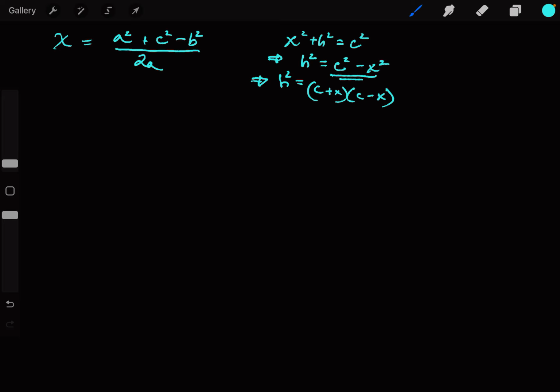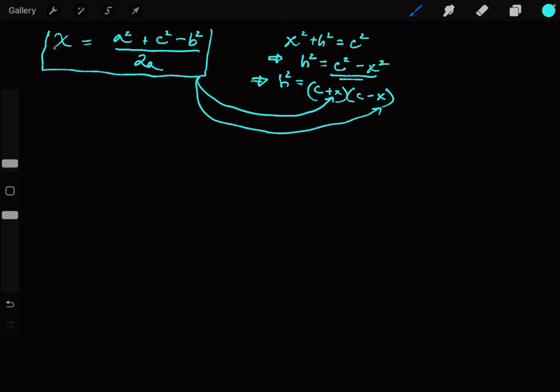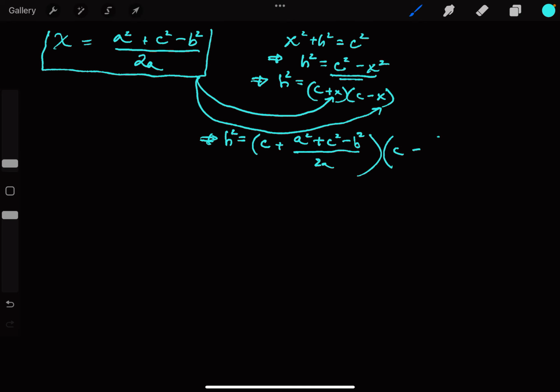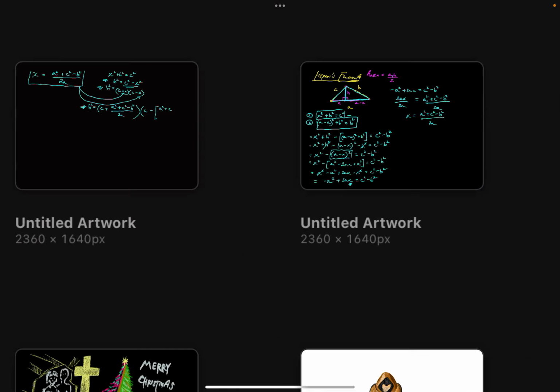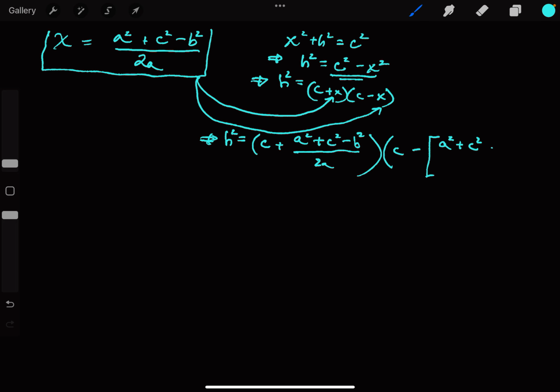Now, after I have that, I use what I got for x, and I plug that in to right here, for each of them. And then I'm going to get h squared is equal to c plus, and we got to take our time with this, a squared plus c squared minus b squared over 2a, right? And then I get c minus, and I'm going to put in parentheses, a squared plus c squared minus b squared over 2a.